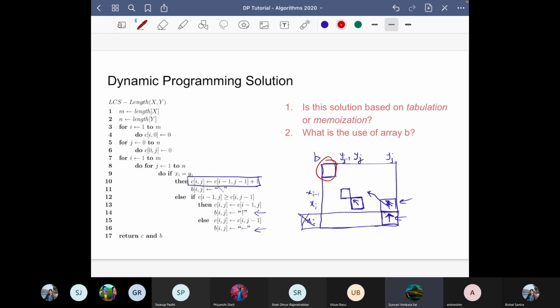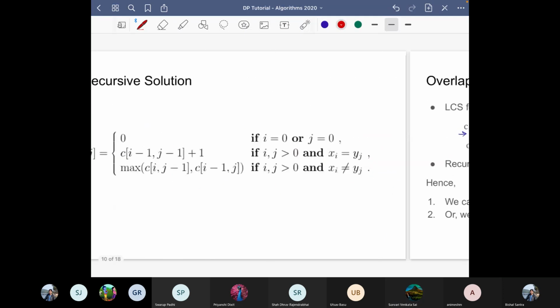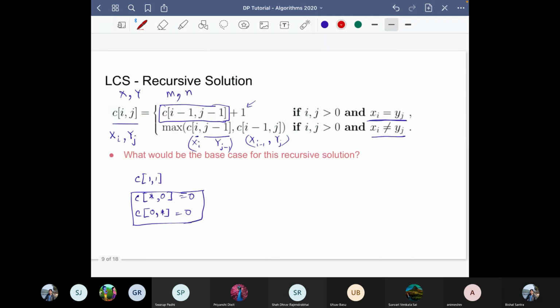And also, sir, for the Cij matrix, shouldn't we run for i from 1 to m and for j from 1 to n, with all Cij equal to 0? Why are you running it like that? Only the first top row and first column. Okay, you mean these two, right? Yes, sir. Yeah. So if you remember, we had the base case here.